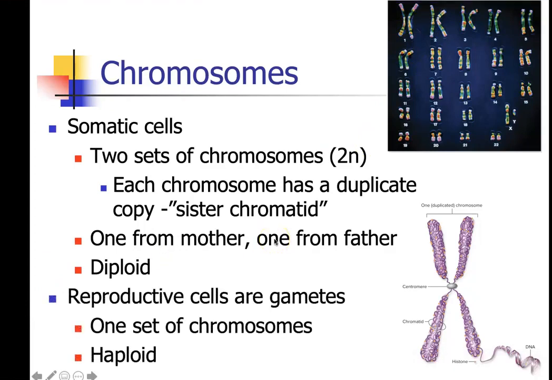In reproductive cells, gametes, you have 1 set of chromosomes, haploid. So our somatic cells, our body cells, are going to be primarily diploid. Reproductive cells are going to be haploid. Humans have 23 pairs of chromosomes. So it's 46 chromosomes in total, 23 pairs.